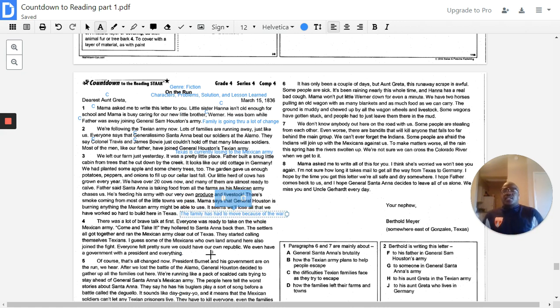There was a lot of brave talk at first. Everybody was ready to take on the whole Mexican army. "Come and take it," they hollered to Santa Anna back then. The settlers all got together and ran the Mexican army clear out of Texas. They started calling themselves Texians. I guess some of the Mexicans who own land around here also joined the fight. Everyone felt pretty sure we could have our own republic. We even have a government with a president and everything.